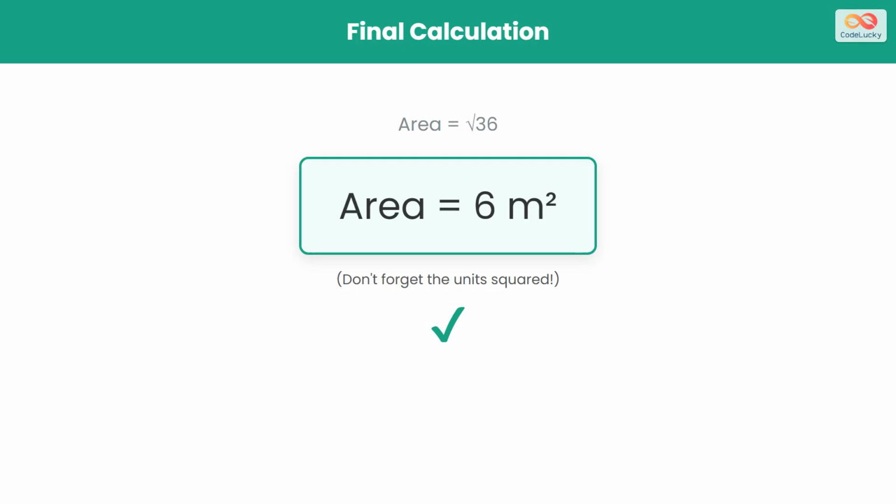Now we just do the multiplication. 6 times 3 is 18, times 2 is 36, times 1 remains 36. Finally, we take the square root of 36, which is 6. So the area of our triangle is 6 square meters.